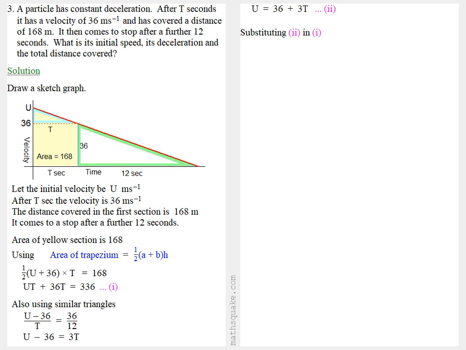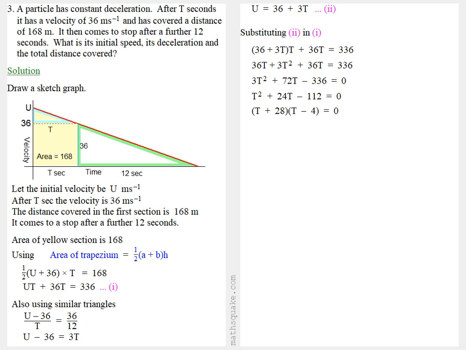If we substitute equation 2 into equation 1, we get 36 plus 3t times t plus 36t equals 336. So 36t plus 3t squared plus 36t equals 336, or 3t squared plus 72t minus 336 equals 0. We can divide all the way through by 3 to get t squared plus 24t minus 112 is equal to 0. And that does factorise as t plus 28 into t minus 4 equals 0.